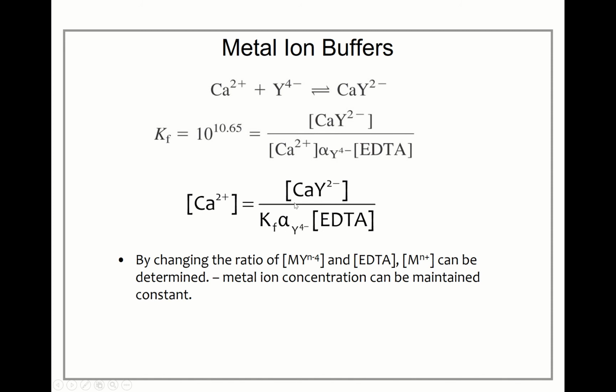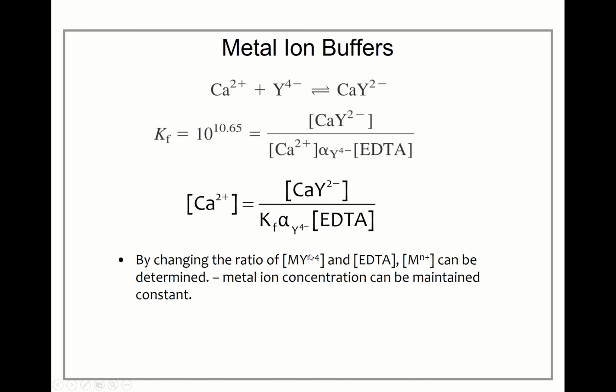What is important is that you can control the calcium EDTA complex concentration and the total free EDTA concentration. By changing the ratio of these two concentrations, you can maintain the calcium ion concentration constant. You understand? By changing the ratio of the metal EDTA complex concentration and EDTA, where EDTA means the sum of the free EDTA concentrations, the metal ion concentration can be determined. And then it stays constant as long as you maintain this ratio constant. So the metal ion concentration is maintained constant. That's the metal ion buffer. That's the principle, very easy.